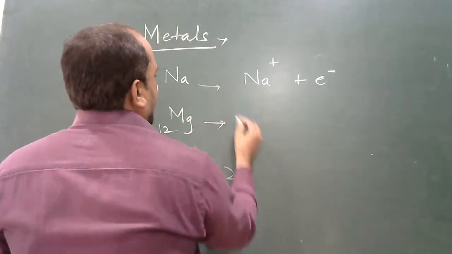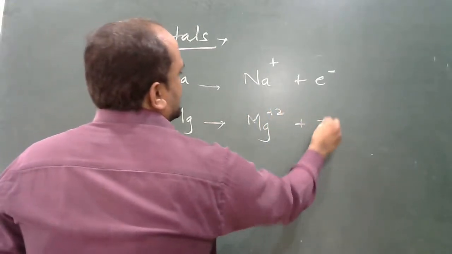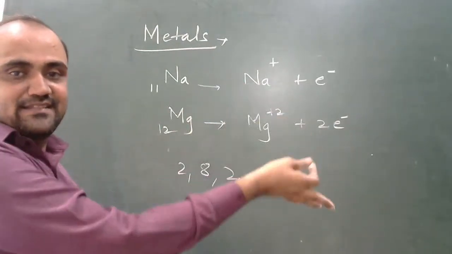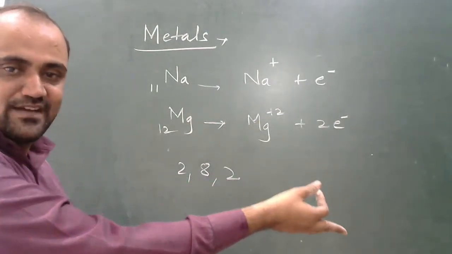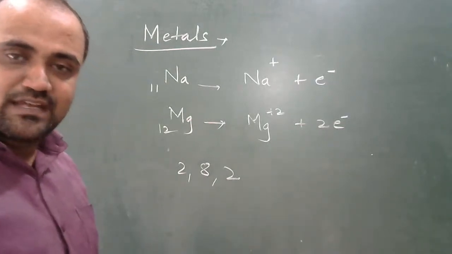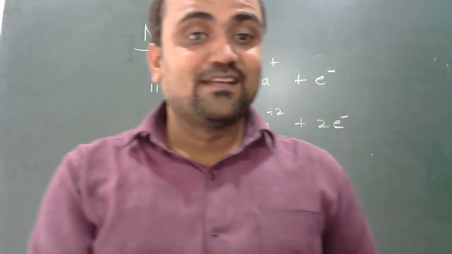So Mg plus 2 e minus. Look, by giving, it increases. Are you getting? So if you give, it increases. What increases? Positivity, positive charge.